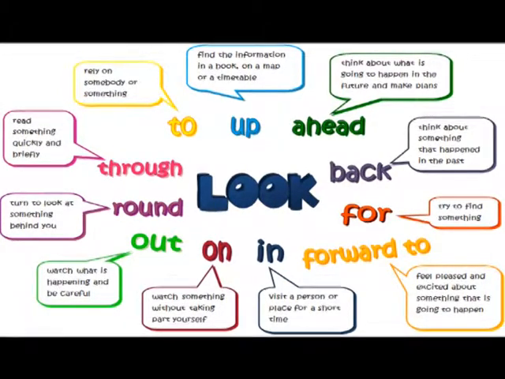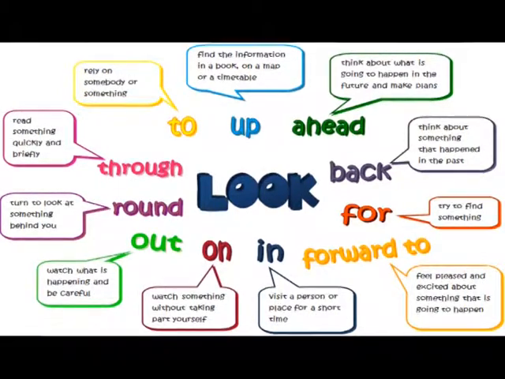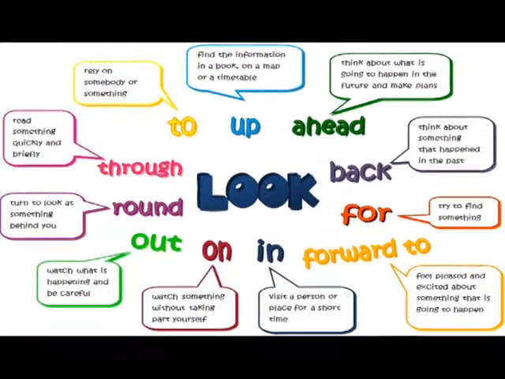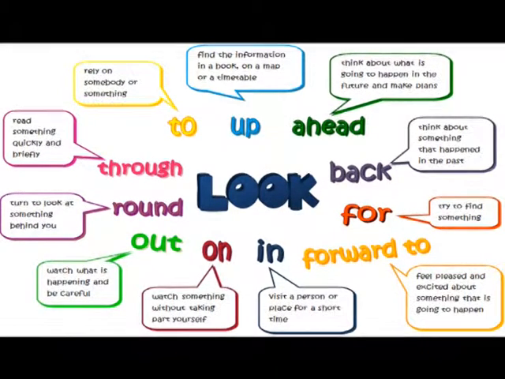Look in: visit a person or place for a short time. Look on: watch something without taking part yourself. And look out: watch what is happening and be careful. Look round: turn to look at something behind you. Look through: read something quickly and briefly. And look to: rely on somebody or something. Look at these phrasal verbs again and try to understand their definitions.